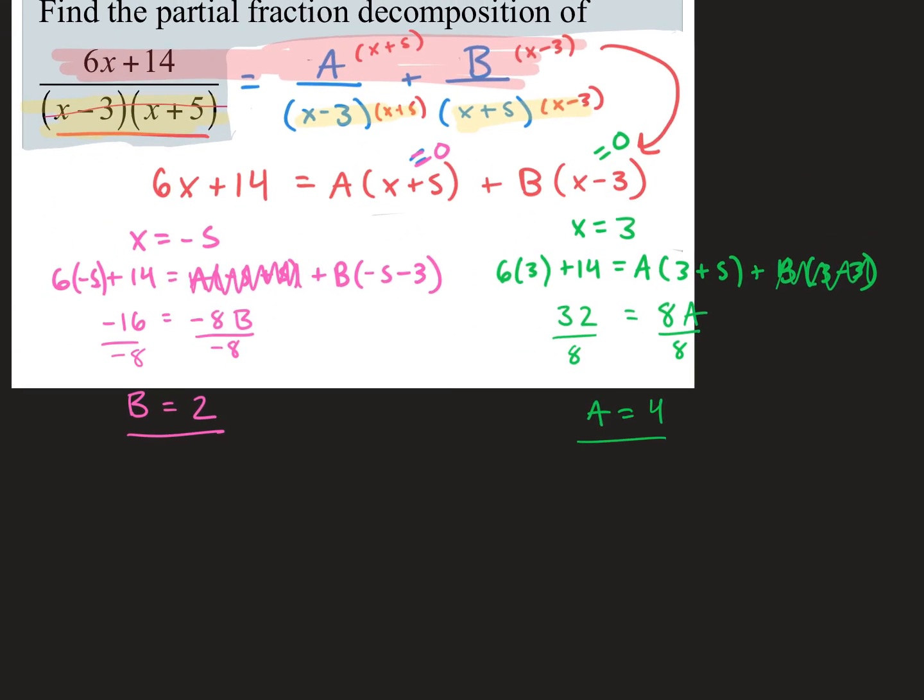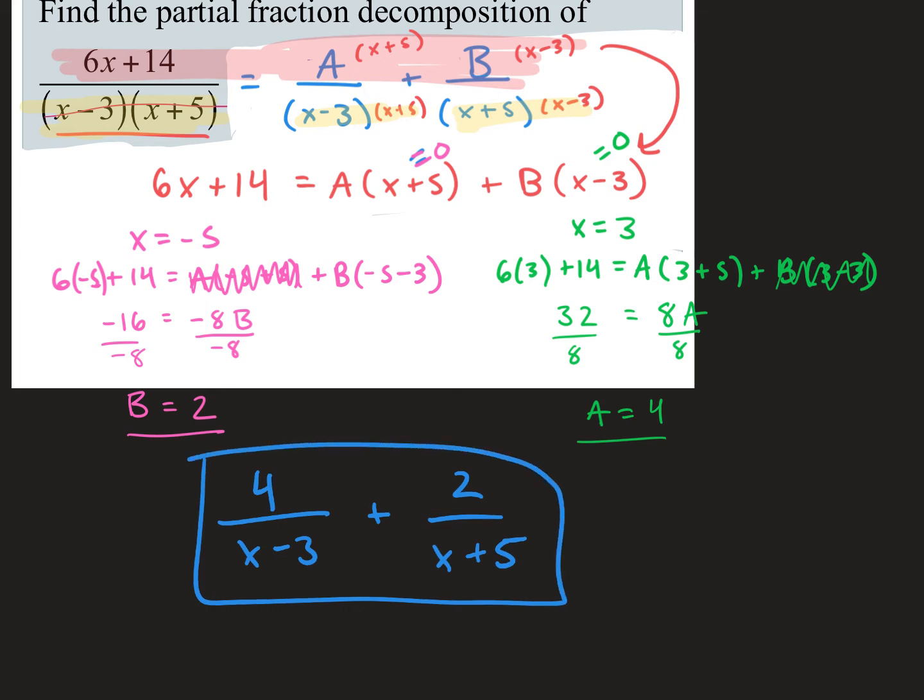So once we find A and B, we're almost done. We have to plug that back into our original partial fraction up at the top. I'm just plugging in A and B. So I have 4 over x minus 3 plus 2 over x plus 5.